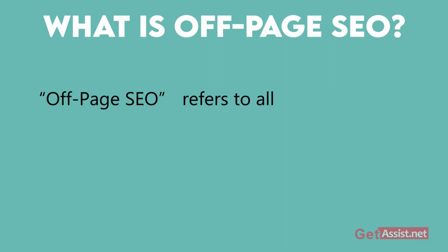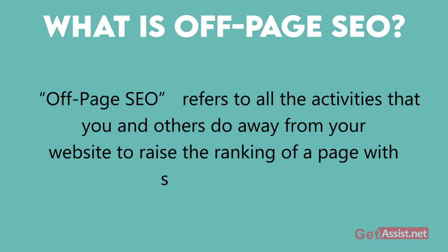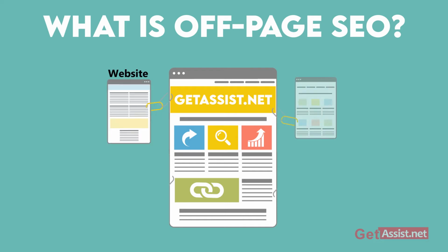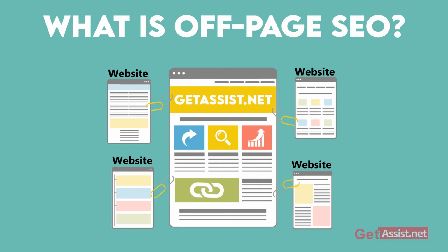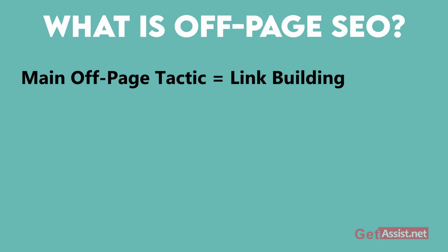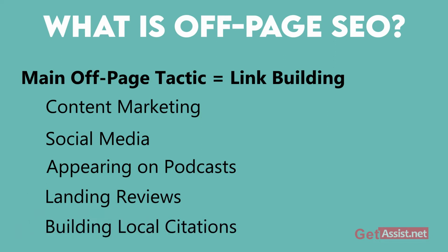Off-page SEO refers to all the activities that you and others do away from your website to raise the ranking of a page with search engines. Off-page SEO mainly tells Google what others think about your site, and this is determined by the number of links pointing to your pages. If you have got a lot of them, search engines will assume that you have got great content that can provide value for users. Link building is often considered to be the main off-page tactic, but this also includes tactics such as content marketing, social media, appearing on podcasts, landing reviews, building local citations, and more.